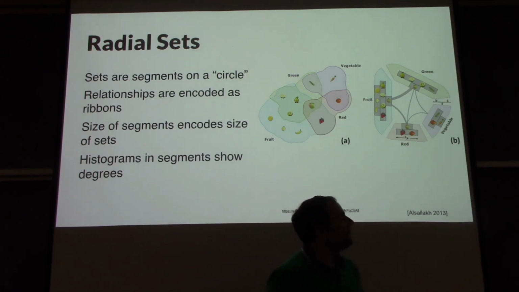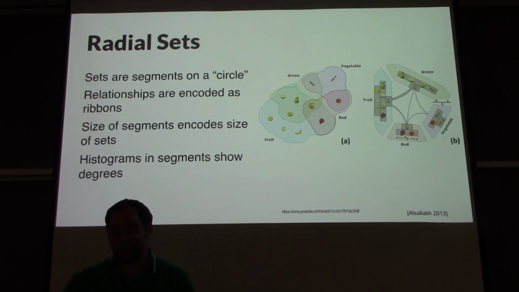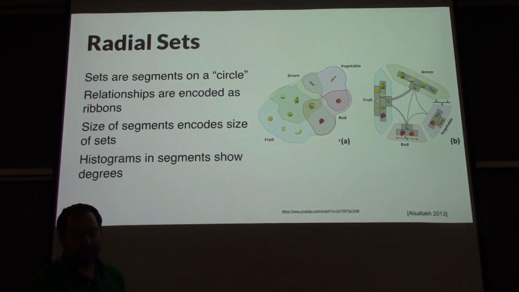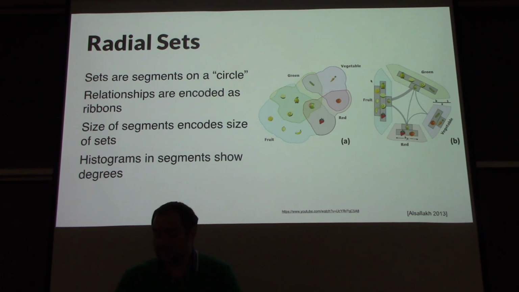And then one other approach is called radial sets. Here the sets are a segment on a circle. So this is kind of like a styled circle, not completely round. And this is explained here with fruit and vegetables. So the sets would be: are they fruit, are they vegetable, are they red, or are they green? And here would be the corresponding Euler diagram. Here would be the corresponding radial set.